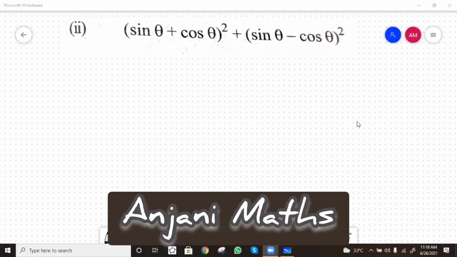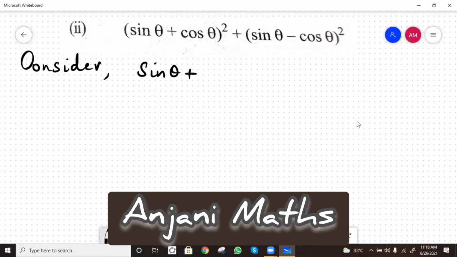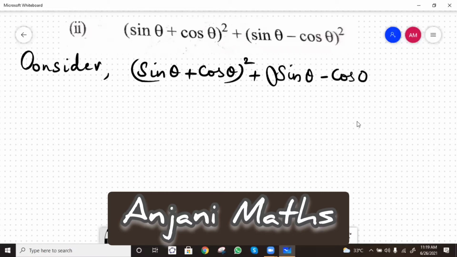In this session, we are going to solve some problems of your last exercise of trigonometry. So let us start with this problem. Sin theta plus cos theta whole square plus sin theta minus cos theta whole square. Consider sin theta plus cos theta whole square plus sin theta minus cos theta whole square.